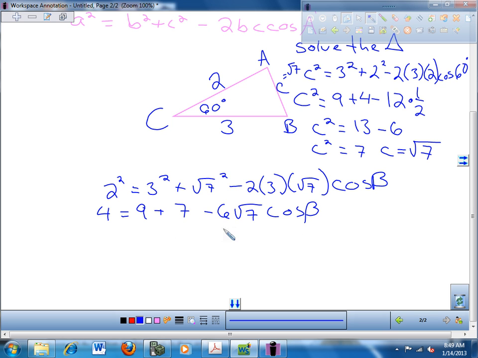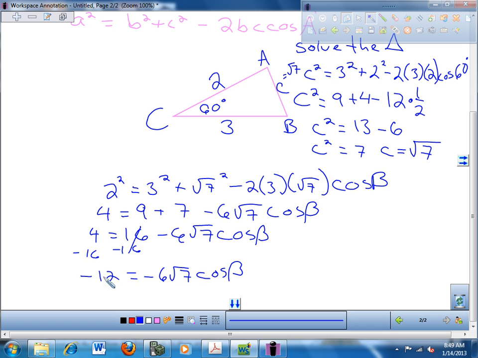Again, don't make the mistake of trying to put all these 3 things together, because you can't do that. First thing you have to do is go 4 equals 16 minus 6 root of 7 cosine B. You still can't put these 2 things together because these 2 things are attached by multiplication. So first I have to subtract the 16 from both sides. Minus 16, minus 16. So I get minus 12 equals minus 6 root of 7 cosine B. And now I divide by negative 6 root of 7. I get negative 12 over negative 6 root 7, which comes out to be 2 over the square root of 7, positive, because I'm dividing a negative by a negative, equals cosine B.